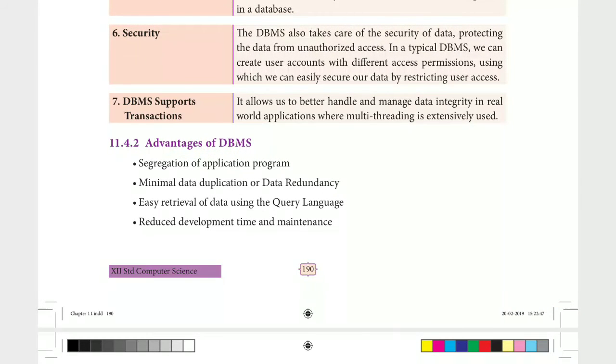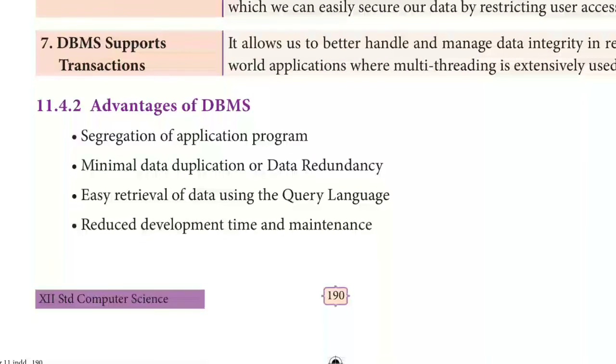So the advantages of DBMS are segregation of application program, minimum data duplication or data redundancy, easy retrieval of data using query language, and reduced development time and maintenance. Okay, so these are all the advantages of DBMS.